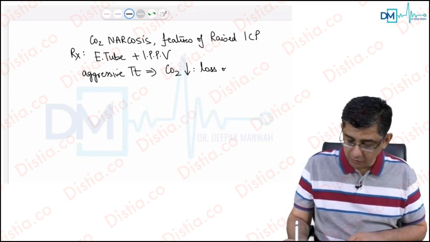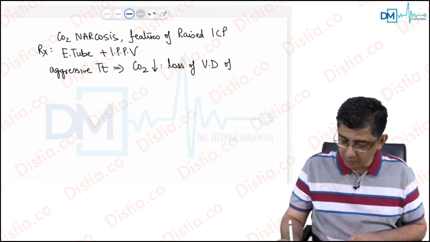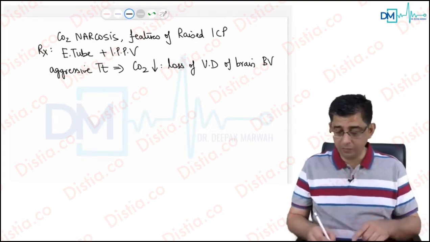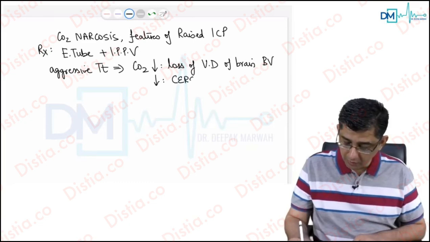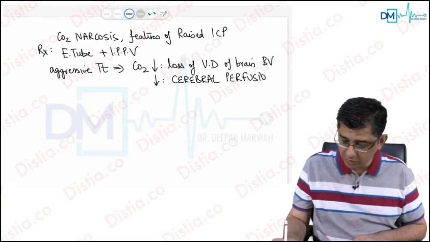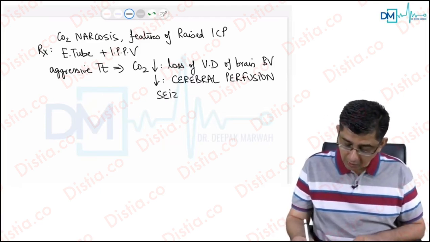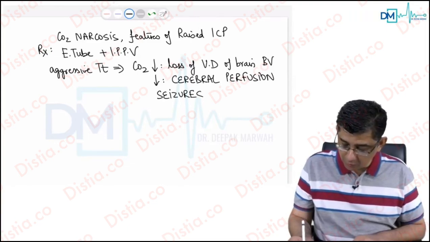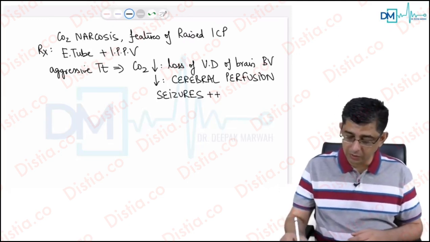Carbon dioxide washout will cause loss of vasodilator property of brain blood vessels, due to which now the opposite will happen. This will contribute to decrease in cerebral perfusion. This explains why in a patient of respiratory acidosis, when you aggressively treat the patient, it might actually contribute to seizures in a patient due to sudden global hypoperfusion of the neurons. The underperfusion of neurons can trigger seizures in a patient.